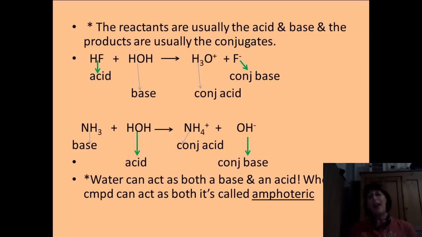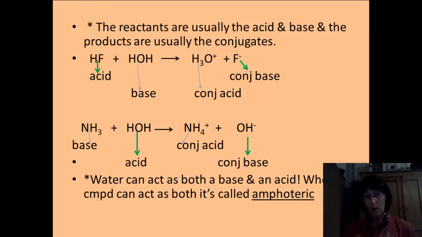Okay, the reactants are usually the acid and the base, and the conjugates are usually the products. So reactants on the left, those are the original acid and base. Products on the right, that's the conjugate acid and the conjugate base. Now, in this, what you have right here, I've used water as both an acid and a base. It was used as a base in the top reaction, and it's used as an acid in the bottom reaction.